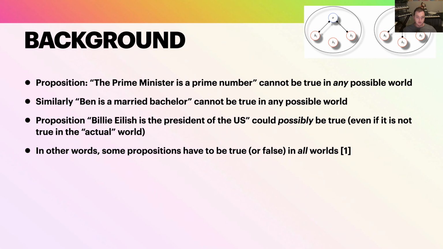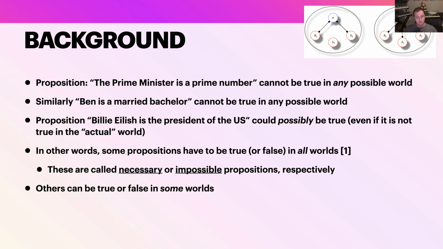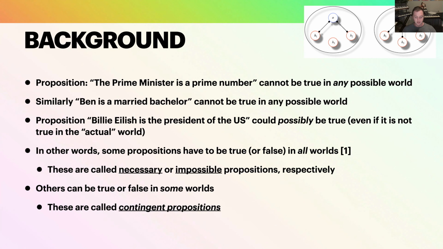What that brings us to is that there are some propositions that have to be true or have to be false in all worlds, such as the ones we gave above. These are called necessary propositions, the ones that are true in all possible worlds, or impossible propositions if they're false in all possible worlds. Similarly, some propositions are true in some worlds and false in others, and these are what we call contingent propositions. So Billie Eilish being the president of the United States is a contingent proposition. It's not true in the actual world, but it's possibly true, or it would be true in a possible world. Those are two ways of saying the same thing.